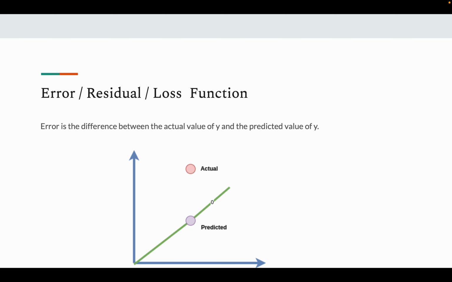The first one is error, residual or loss function. Error is the difference between the actual value of y and the predicted value of y. Consider this graph here. Here we can see a green line. Consider this as a best fit line. We can see a y hat, a y predicted, on the green line for some x value. But the actual value is at the top. So the error means the actual value minus the predicted value, and it is called the error, residual or the loss function.